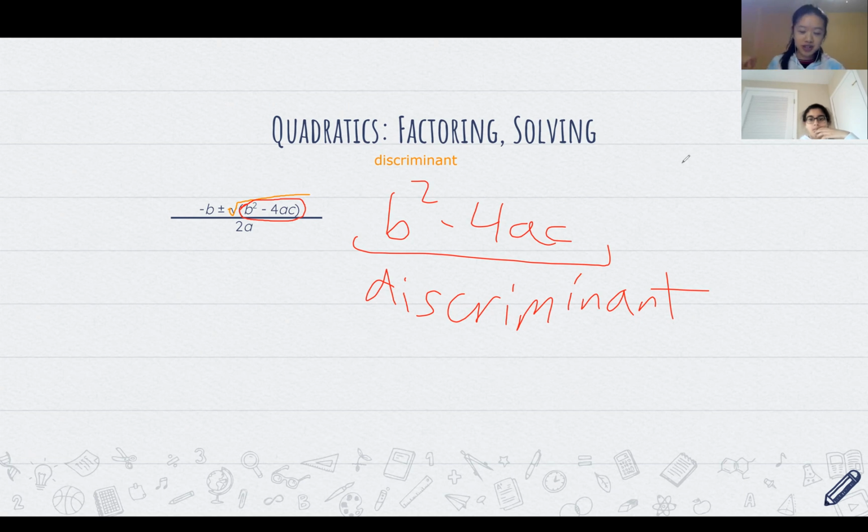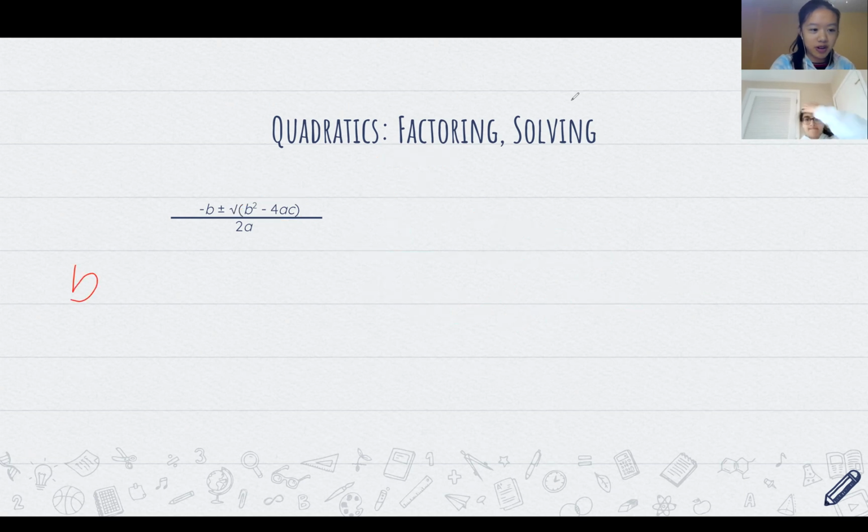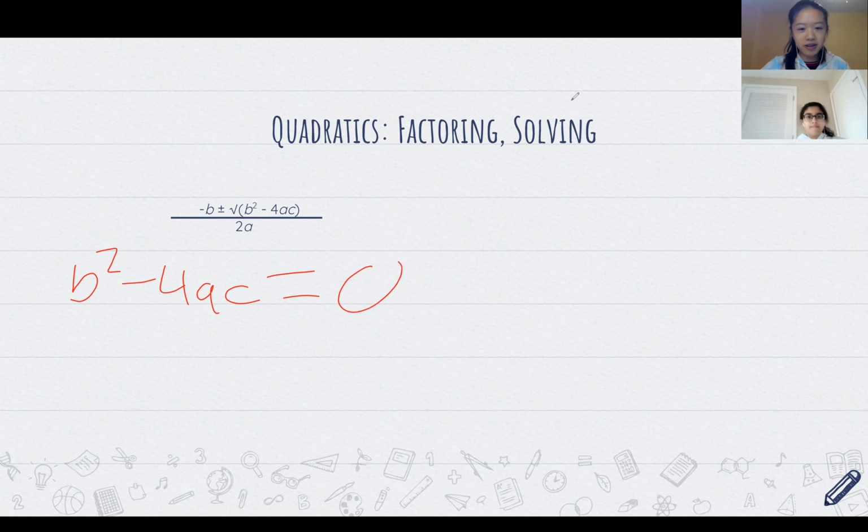So yeah, I'm going to show you how. Basically, b squared minus 4ac. If this equals 0, there are 2 identical solutions, meaning that there's technically only one solution, because the 2 are the same thing. So if b squared minus 4ac equals 0, there is only one solution.